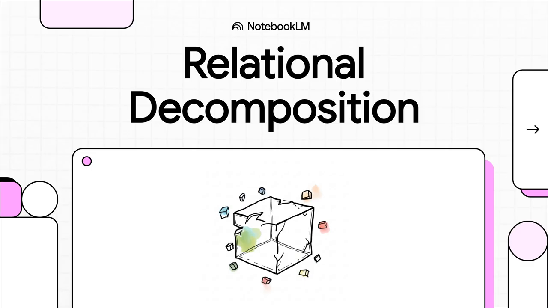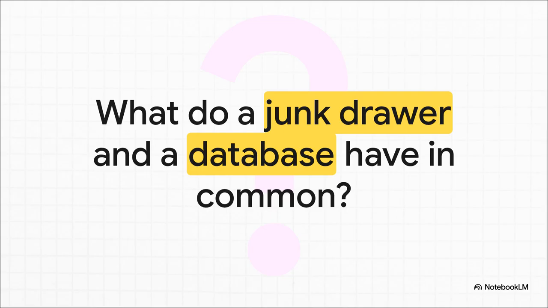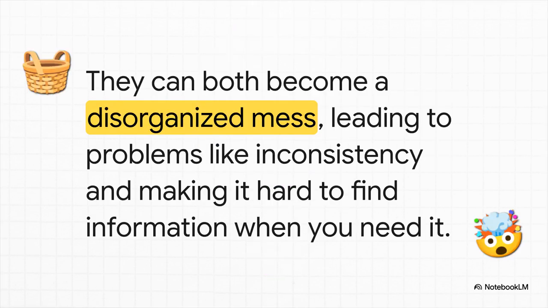Let's get into it. So let me start by asking you a question. What on earth does a junk drawer, you know the one, it's got dead batteries, rubber bands, maybe a few old ketchup packets, what does that have in common with a database? Well, it's simple, really. They can both turn into an absolute disorganized mess. See, when you just toss everything into one single spot, whether it's a drawer or a data table, you end up with chaos. It's just impossible to manage and a nightmare to find anything later on.